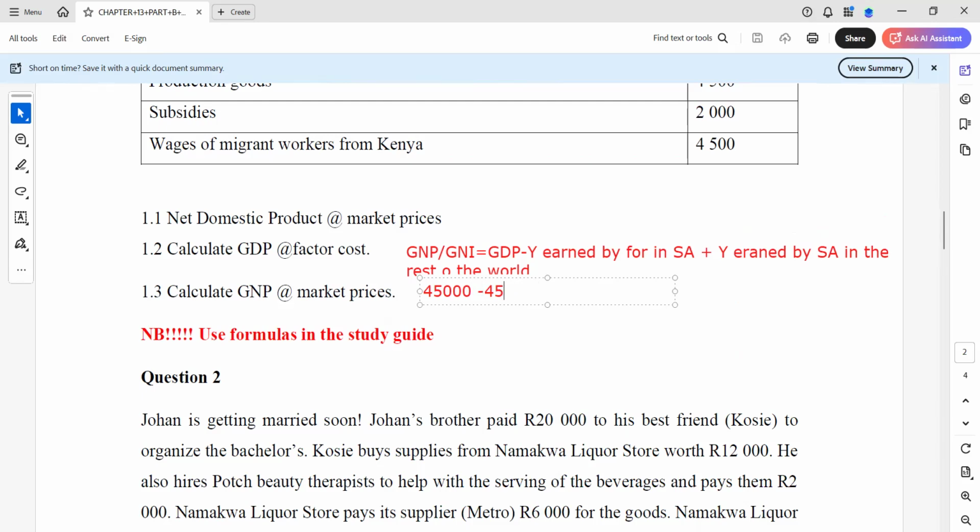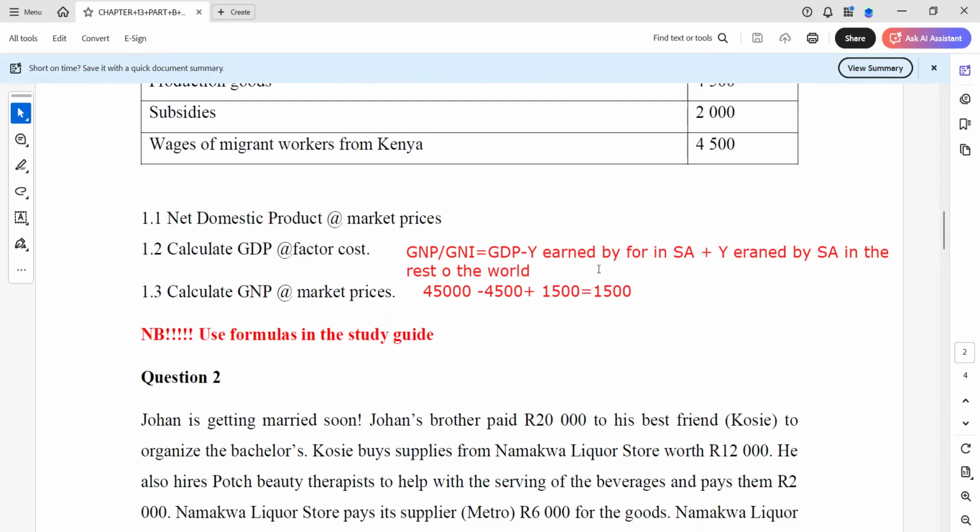So this one was 4,500 because you can see here, wages of migrant workers from Kenya. So these are our workers from Kenya but who are here, right? So we're going to minus this 4,500. Then we're going to add that one, which is 1.5, because it's Bafana Bafana. It's the money they earned way in Japan, right? Then you're going to get 1,500. I'm getting 1,500. So do you guys get this one?